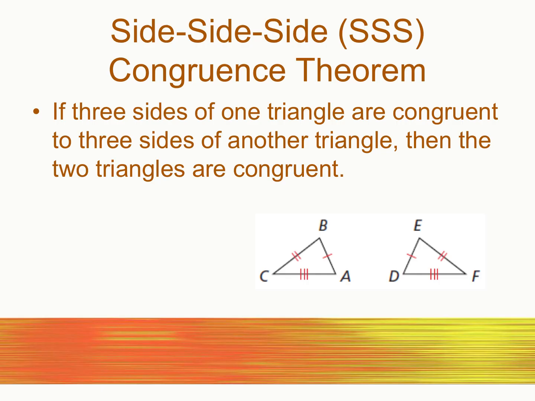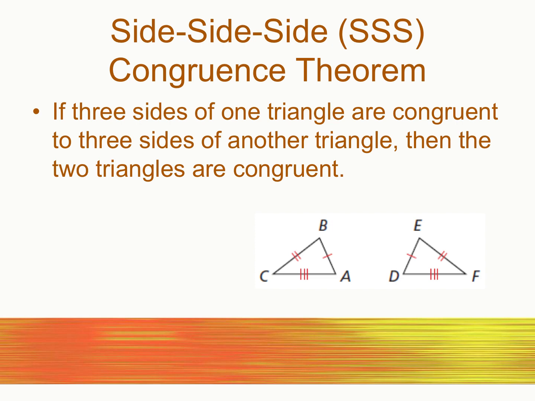So the first one is the SSS, the side, side, side congruence theorem, and this one states that if three sides of one triangle are congruent to three sides of another triangle, then the two triangles are congruent. So what you need to do here is you need to be able to match the sides with congruency marks. Now you'll either be given the triangle with congruency marks, or you could also be given them with numbers along the sides. So let's go ahead and take a look at our markings.